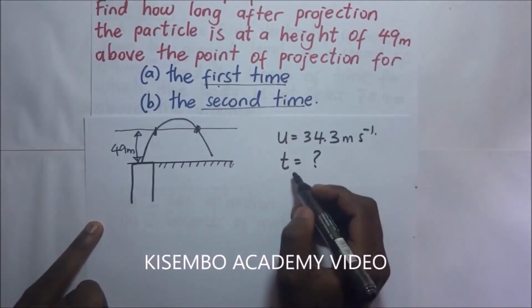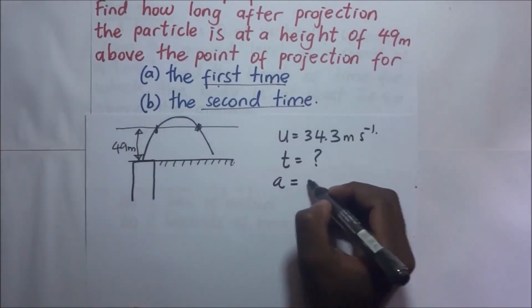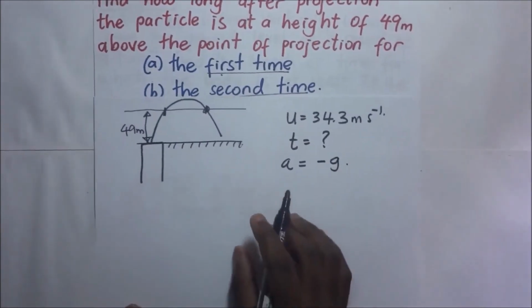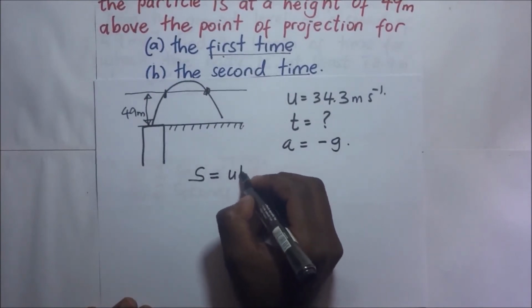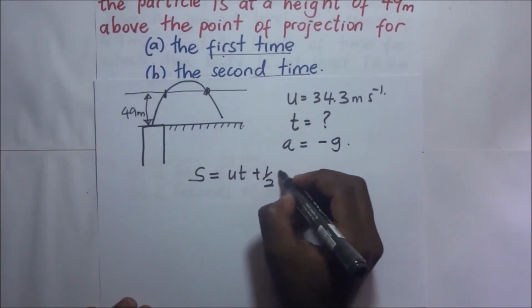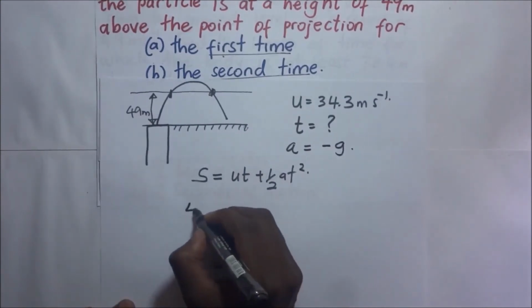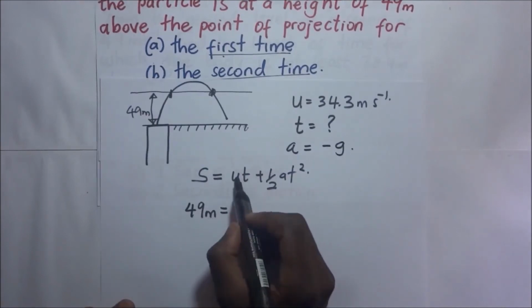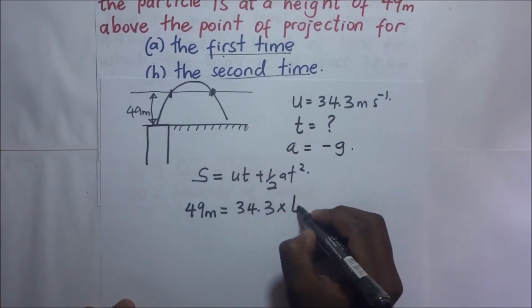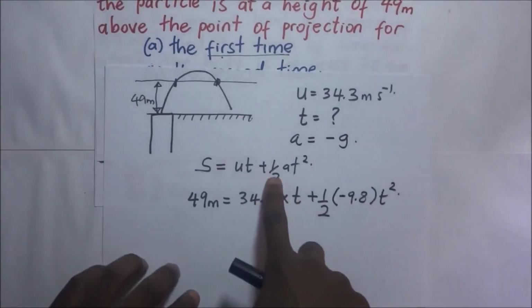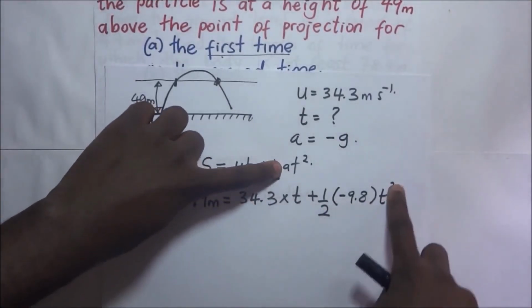As simple as that. Again, since it's moving upwards, our value of acceleration is definitely negative g. So we shall say our displacement s is equal to ut plus a half at squared. The displacement in question here is 49 meters. So 49 meters is equal to initial velocity u, which is 34.3 times the time, plus a half a, our acceleration is negative 9.8, times t squared.